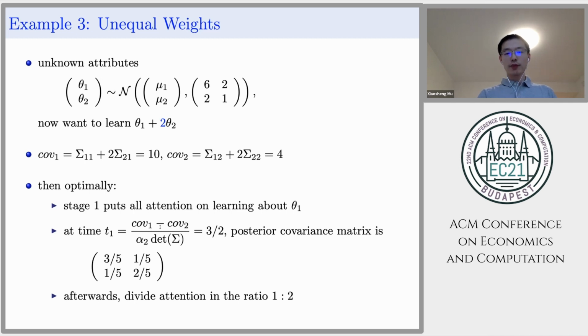At a certain time, t1, the agent will switch to dividing attention between the two attributes. And now we notice that the posterior belief at this time t1 is not really symmetric between the two attributes. So after this time t1, it is not actually optimal to devote equal attention to the two attributes, but instead the optimal fraction is in proportion to the payoff weights, which in this example is 1:2.